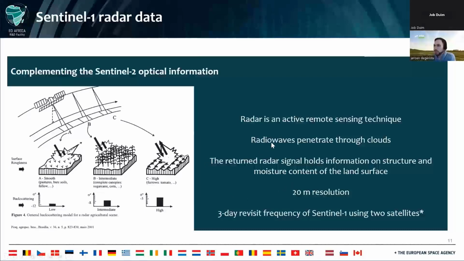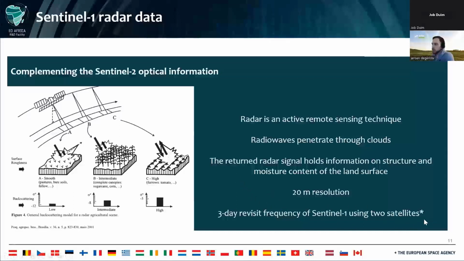The big advantage of radio waves is that they can penetrate through clouds. So often in tropical regions, we have limited data availability from Sentinel-2 because it's an optical sensor, so it cannot see through the clouds, but radar data can. So in that sense, it's already nicely complementing the Sentinel-2 data. And in addition, the radar signal holds information on vegetation structure mostly and moisture content. So again, that's a nice complement to the data offered by Sentinel-2. It's available at 20-meter resolution and normally every 3 days.